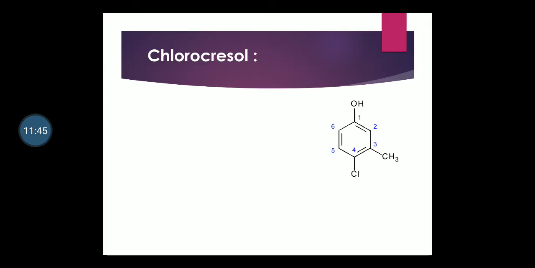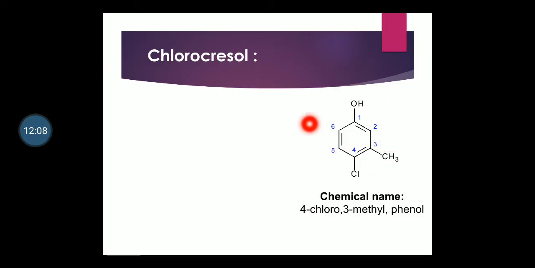Next example includes chlorocresol. This is the structure of chlorocresol. If we see, there are two parts in this structure. Basically this is phenol, which is substituted with two types of substituents, methyl and chloro. So this is the structure of chlorocresol, which is a phenol-related derivative.